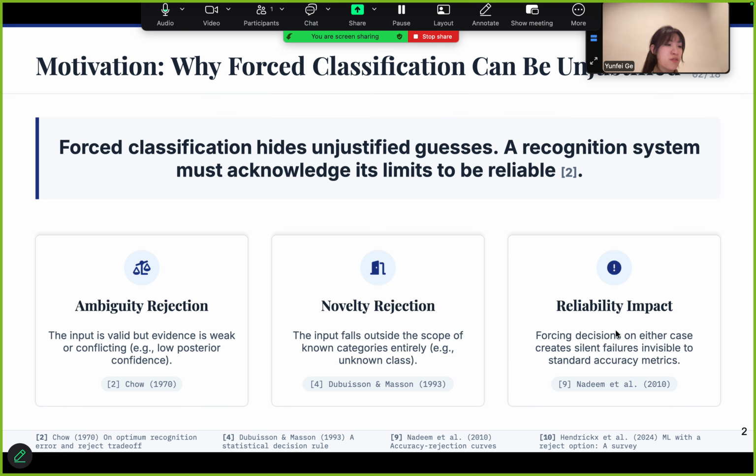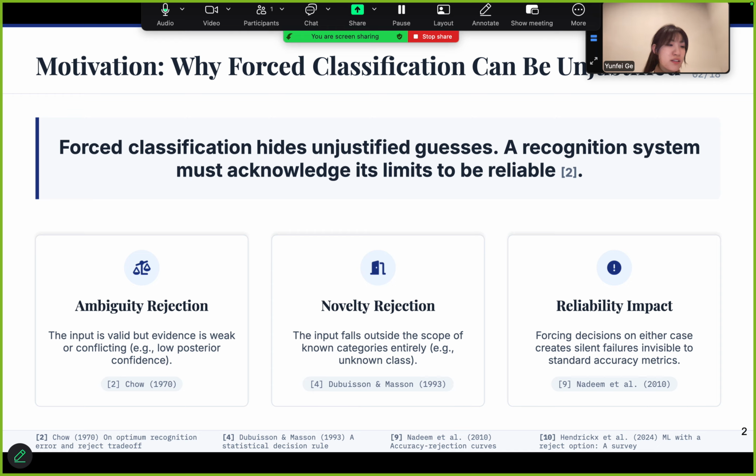So let's start with motivation. The standard classifier is basically a total function. You give it any input, it gives you a class label. That sounds fine, but think about what that actually means in practice. Take a handwritten digit recognizer. Suppose someone writes a 3 that looks really similar to an 8. The posteriors over those two classes are like 50-50. A standard classifier still has to pick one, and it does, but that pick is really just a coin flip. The confidence is not there to back it up.